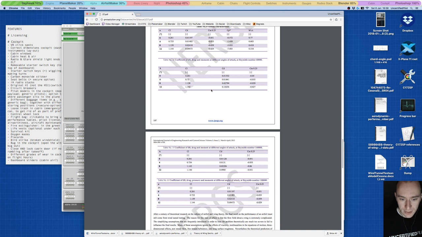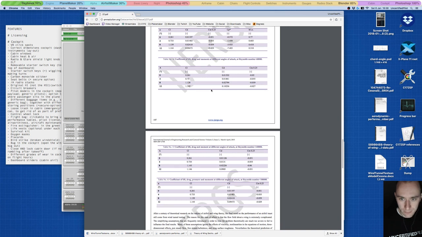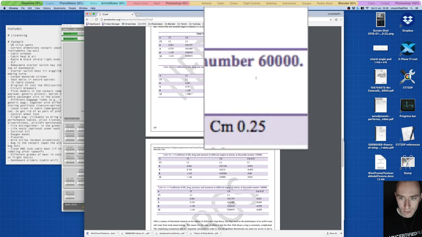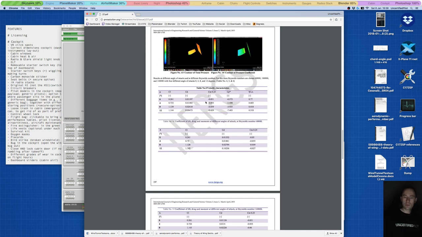That's the kind of table that I'm looking for, for different Reynolds numbers. Exactly. I want a page with these tables per Reynolds number range. Most preferably.